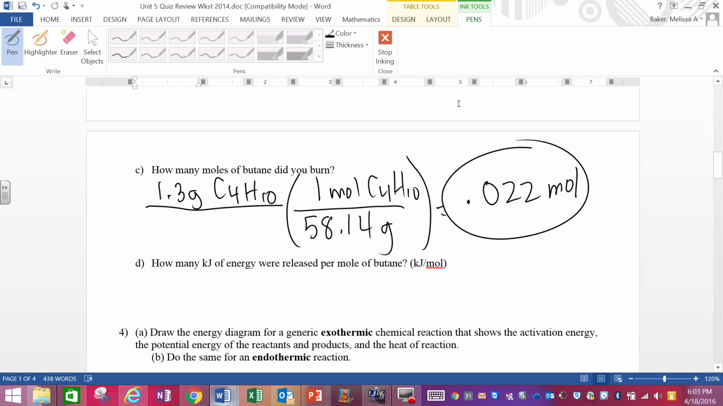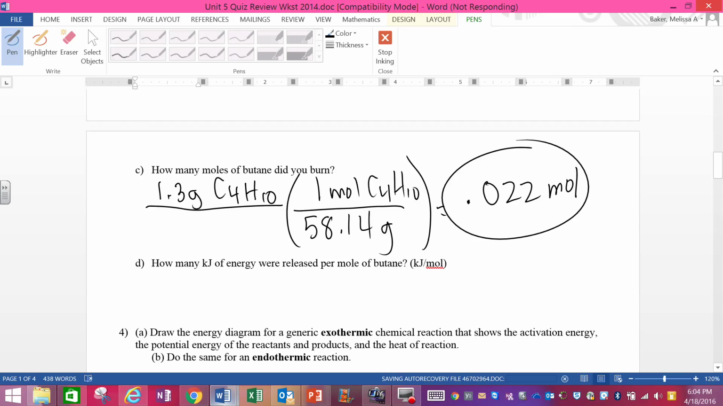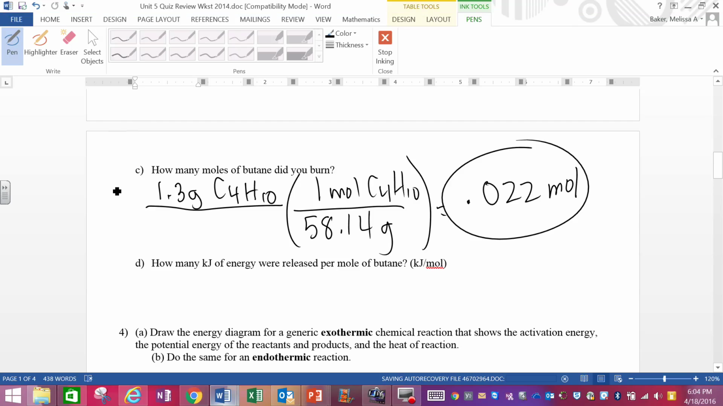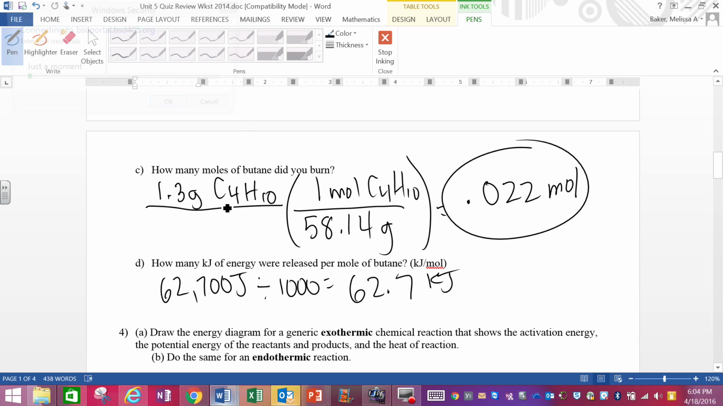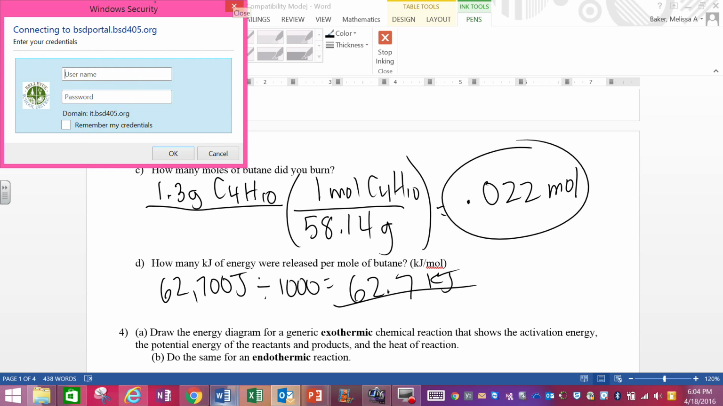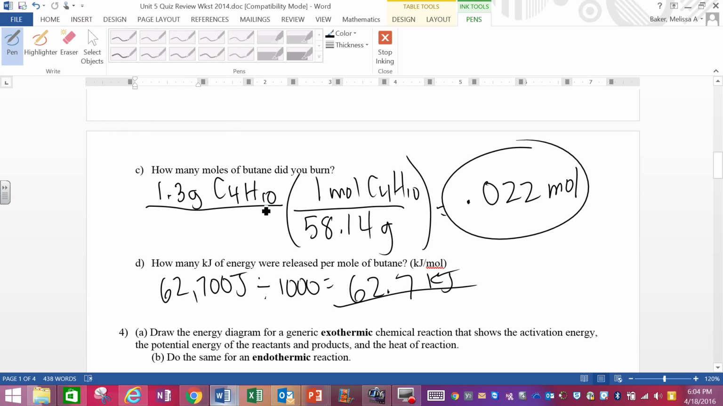So how many kilojoules were released per mole? So we got to take 62,700 joules from our answer in part A, divided by 1,000 to get it into kilojoules. That's 62.7 kilojoules. That's how much energy was given off for 0.022 moles. Punch that in your calculator and you get 2,850 kilojoules per mole.